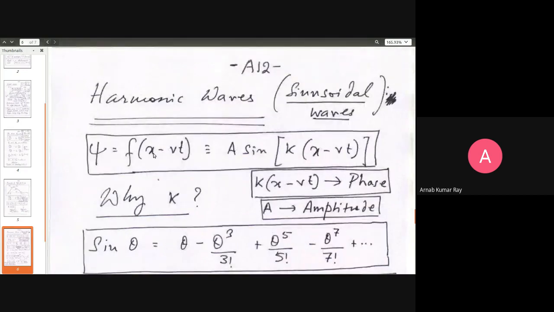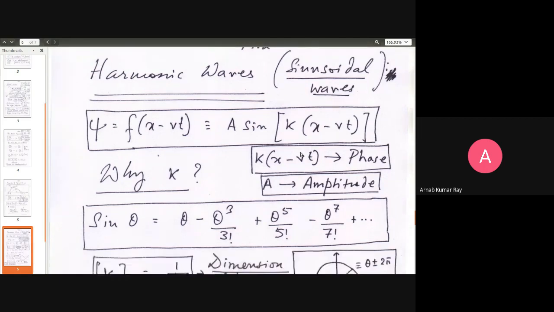Notice that the argument of the unknown function f is x minus vt. So for a sinusoidal function, it is A sine k, packaged in the f, and then you have the x minus vt. That is what it is like. So there are three things to take up here. A is known as the amplitude of the wave. This whole thing inside the argument of the sine function is known as the phase of the wave.